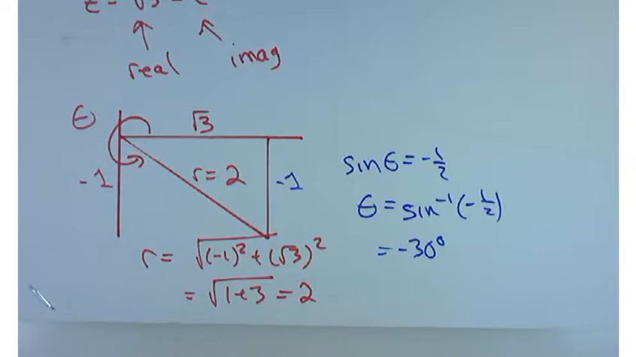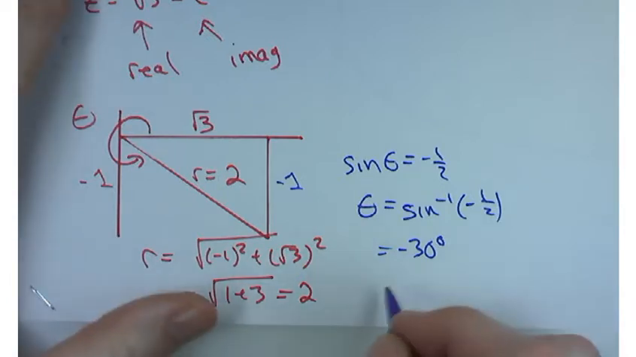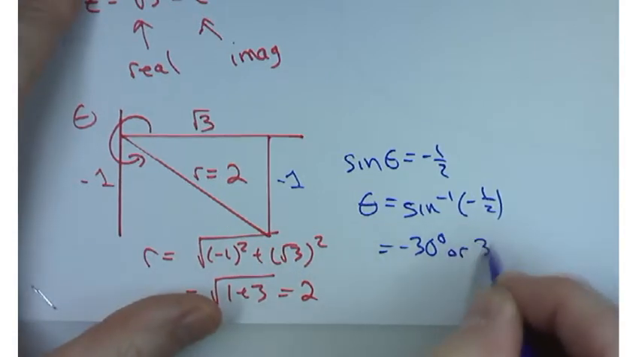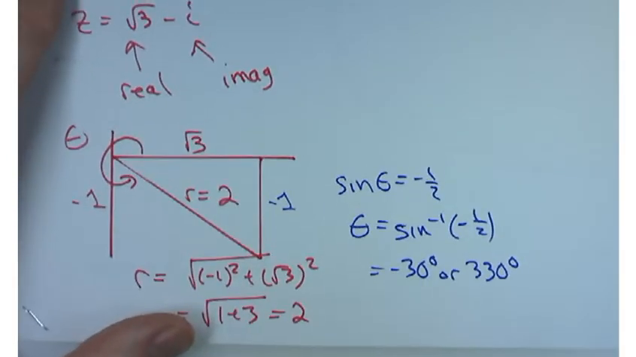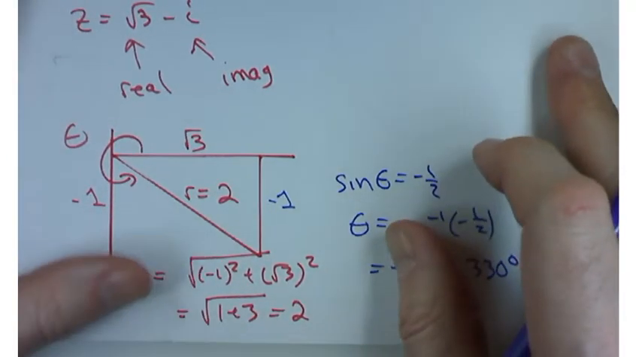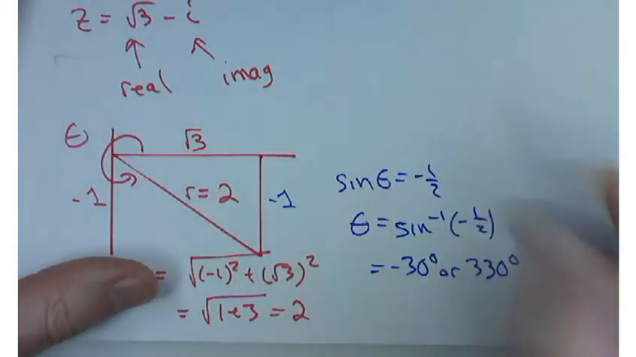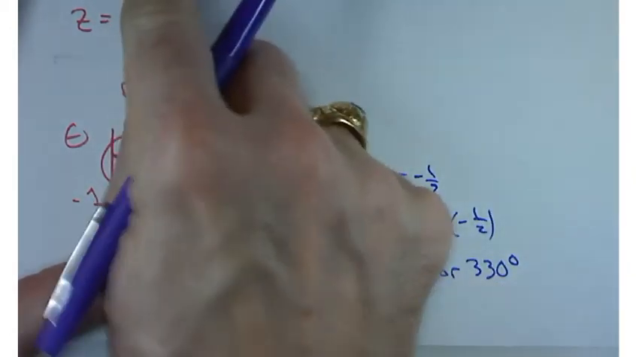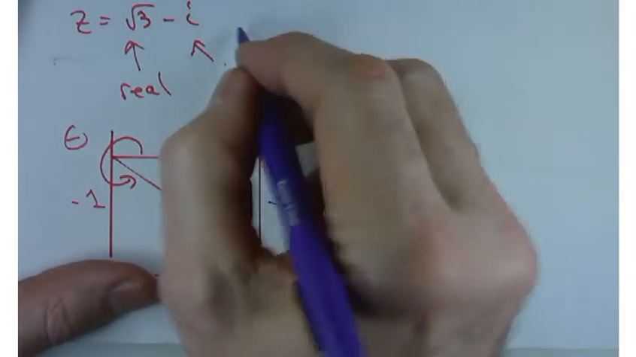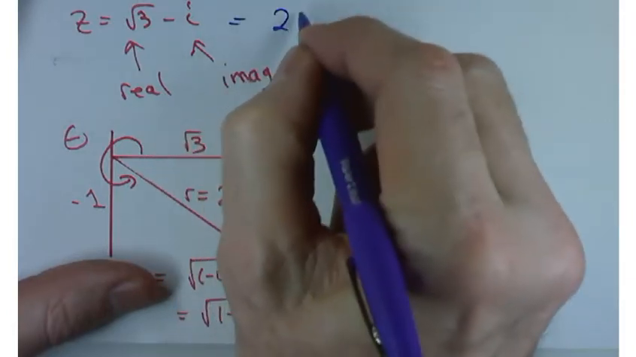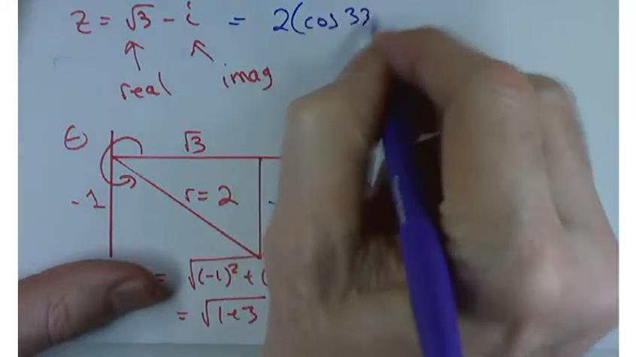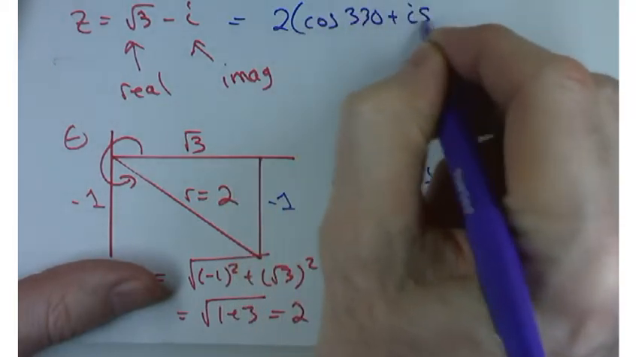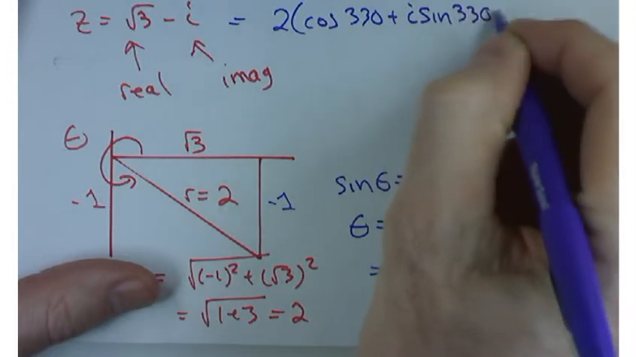Is that the angle I want? No. Brandon, what angle do I want? Perfect. 330 degrees. I want this angle here. Okay, thank you, sir. Let's rewrite this now in polar form. So that's going to be 2 times the cosine of 330 plus i times the sine of 330, like that.